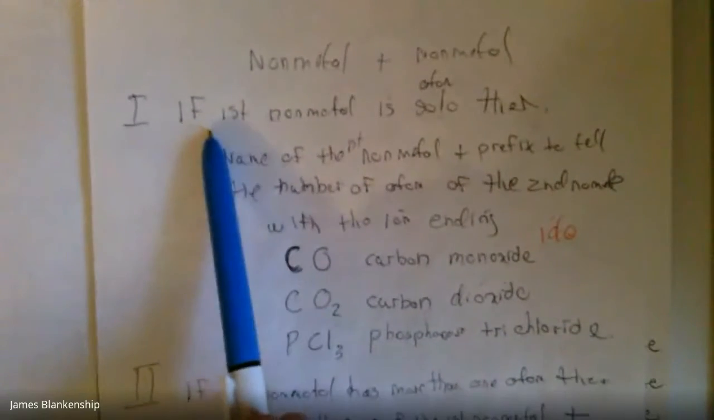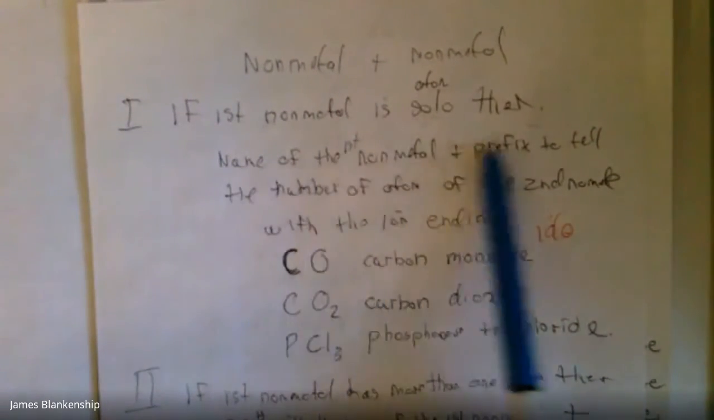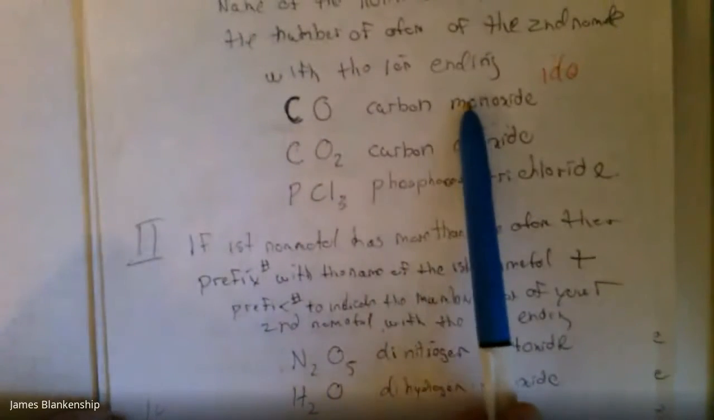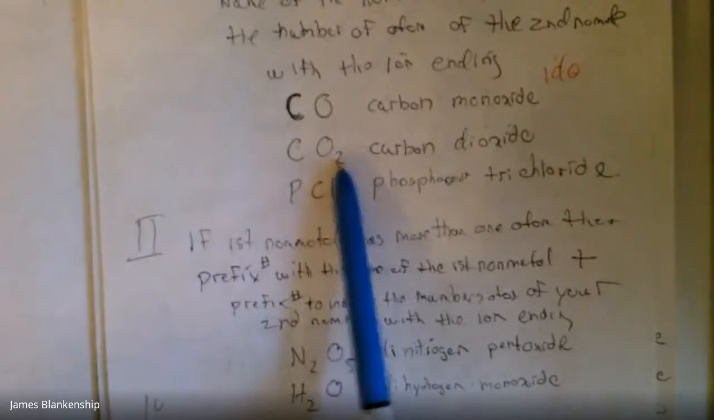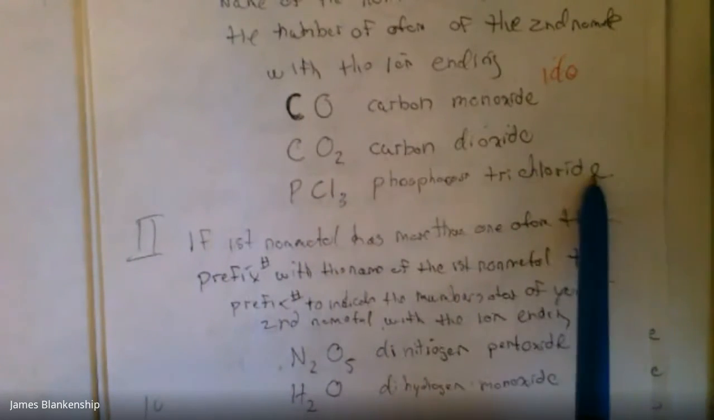For nonmetal and nonmetal, notice that if our first nonmetal atom is solo, then we just give the name of the nonmetal and a prefix to tell the number of the atoms in the second. CO is just carbon monoxide. CO2 is carbon dioxide. PCl3 is phosphorus trichloride.